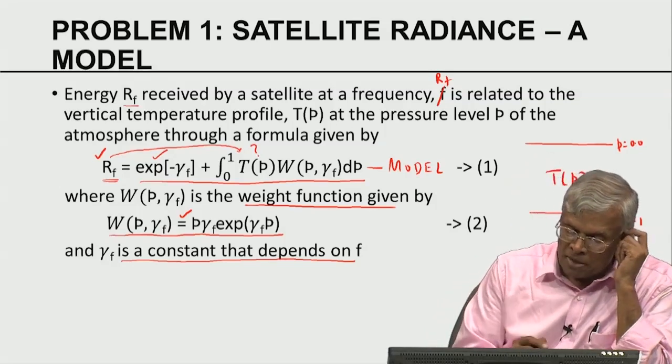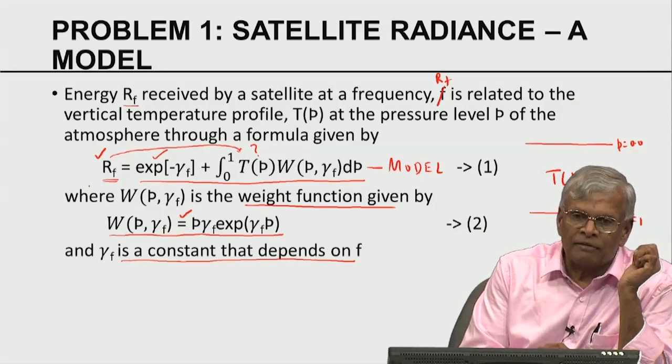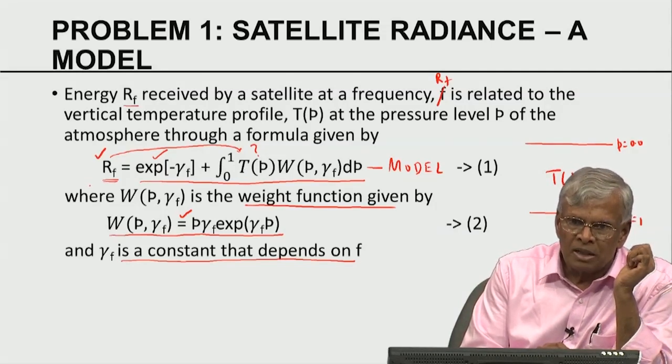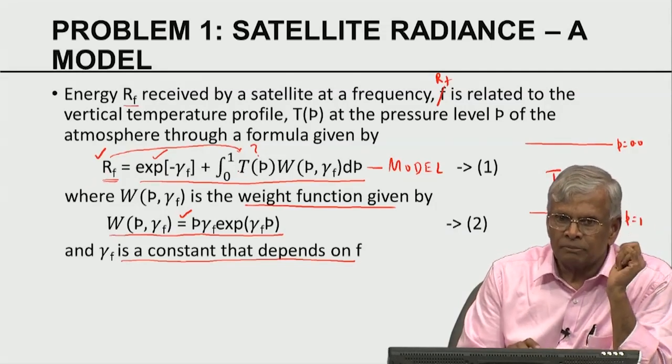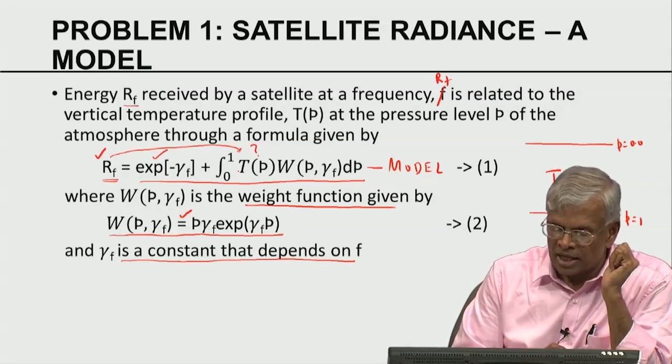Please understand, what is the forward problem? If I know T(P), I can recover R(F). That is the forward problem. What is the inverse problem? I know R(F), I want to find T(P). That is the inverse problem, for the satellite.